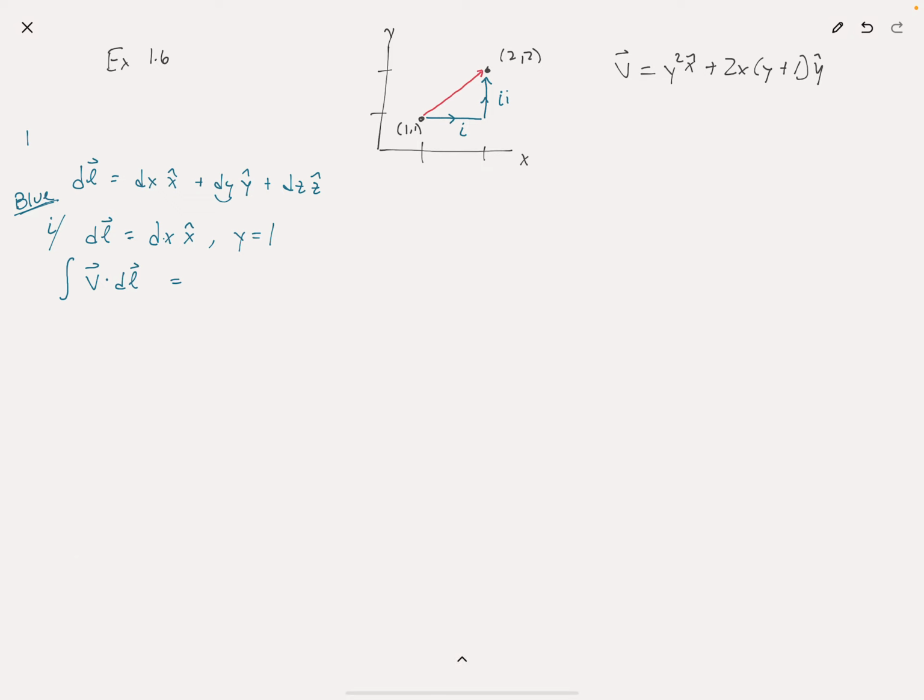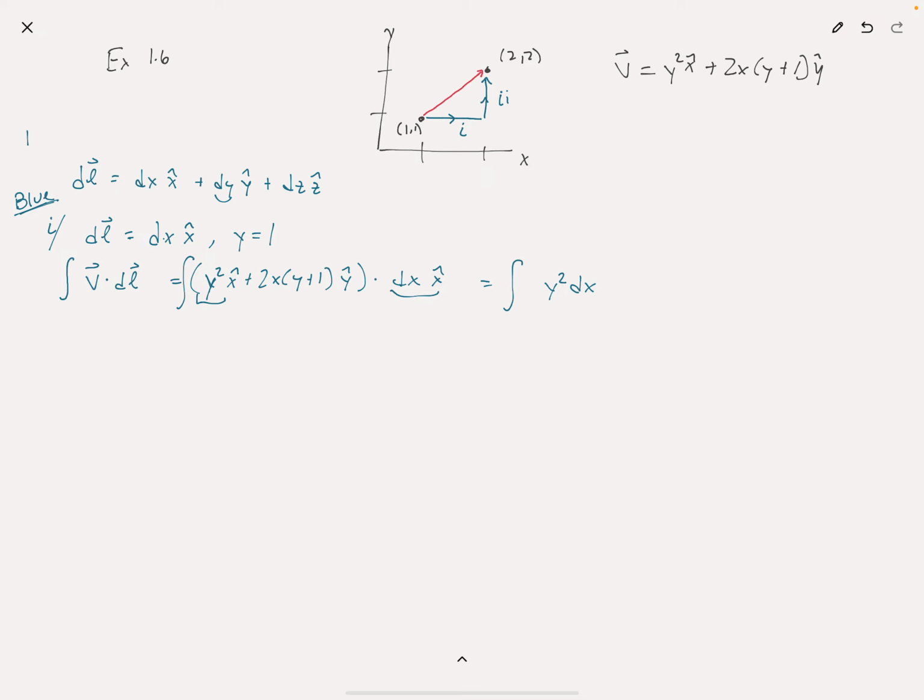Okay, so v dot dl then becomes (y squared x hat plus (2xy plus 1) y hat) dotted with dx x hat. Dot products only select like terms, so I'm left with just the x hat components. I'll leave the integral because I haven't taken the integral yet. I'm left with y squared dx.